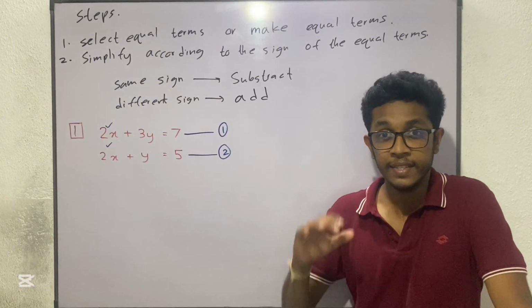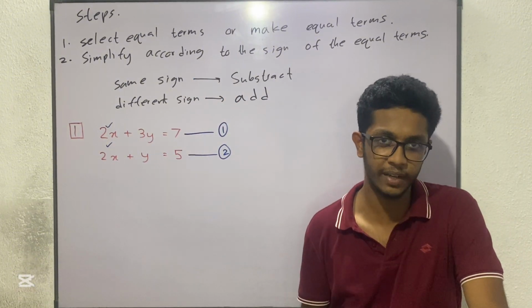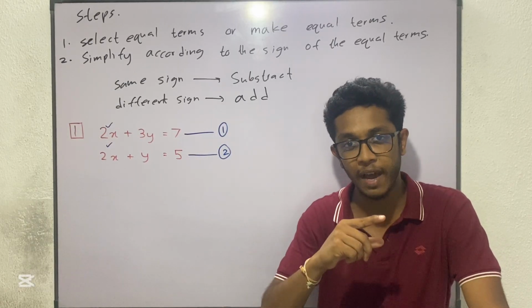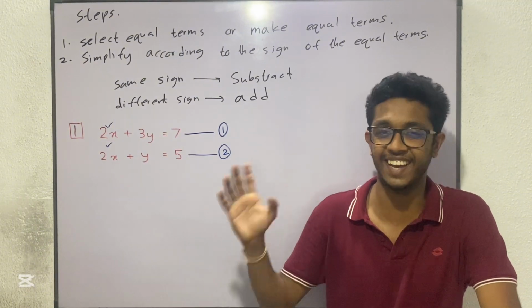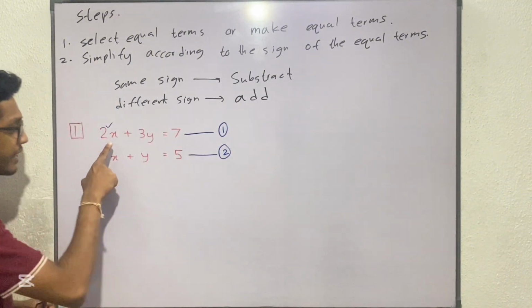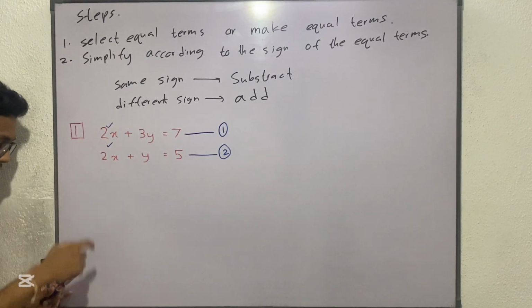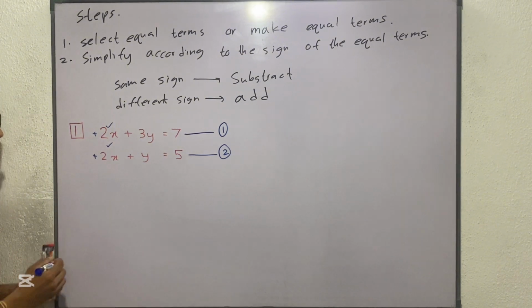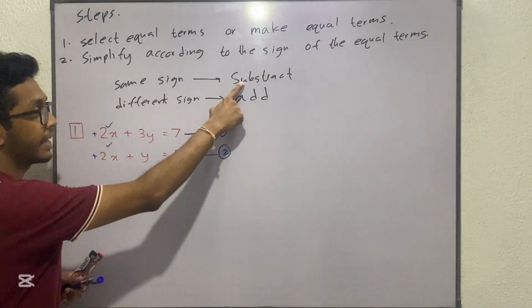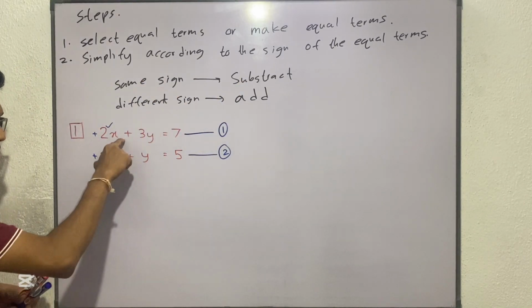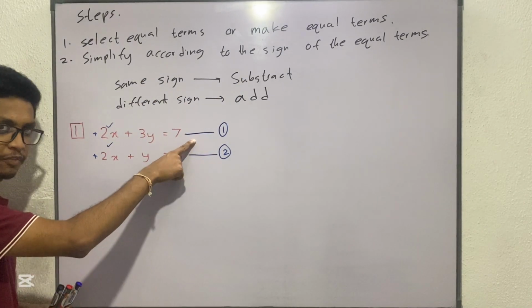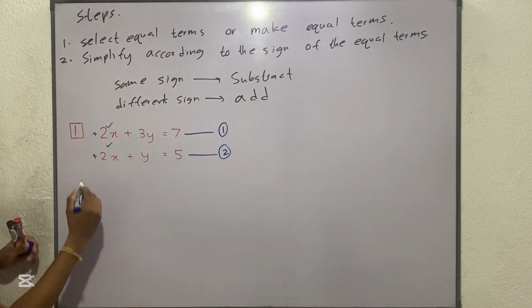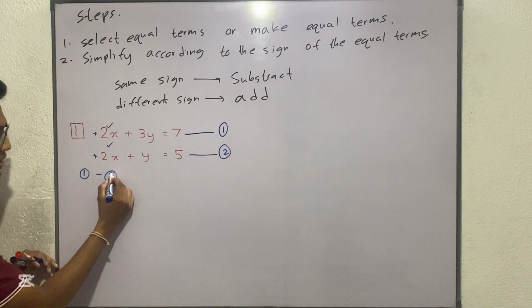Right. Then my second step, simplify according to the sign of the equal terms. When both terms have plus plus or minus minus, that means both terms have same signs, we have to subtract. When both terms have different signs, we have to add. Here the sign is plus, here also the sign is plus. When both have same signs, we subtract the two equations. So here I am going to subtract the second one from the first one. Or if I subtract the first one from the second one also, I am getting the same answer. I will subtract the second one from the first one.